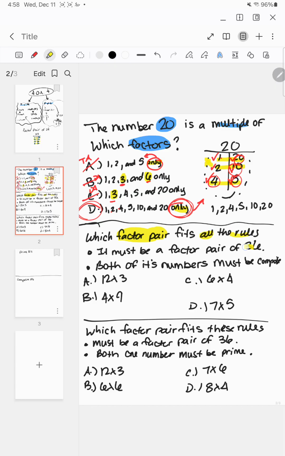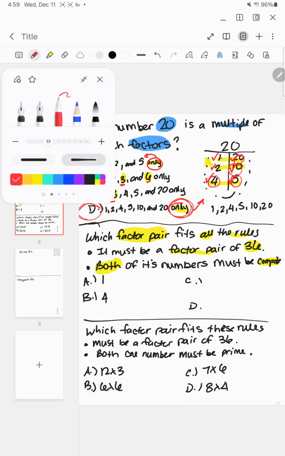And in this rule, they're going to say it must be a factor pair, meaning it must equal 36. And then both of the numbers need to be composite. So out of the factor pairs they're going to give me, they're going to be composite. So what I'm going to do, and really I need to rewrite this. On a test, you're going to see the word and. They're not even going to tell you you're multiplying. You just have to know for yourself that you are actually multiplying.